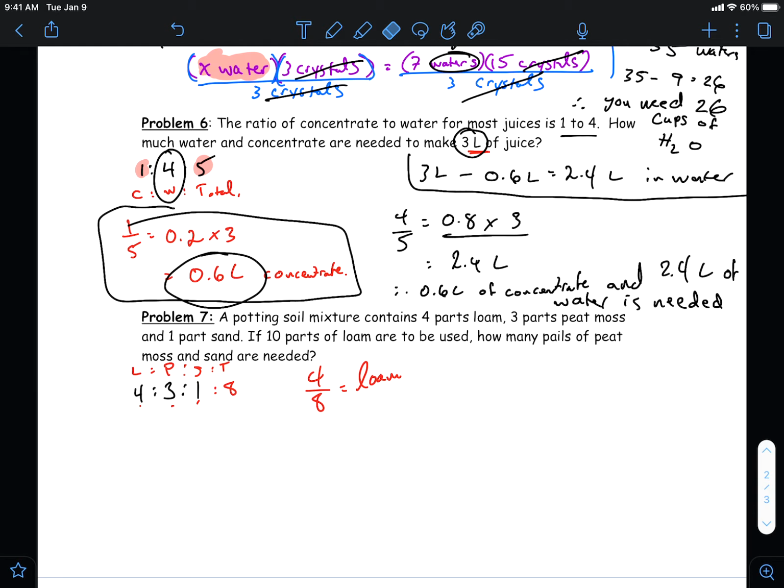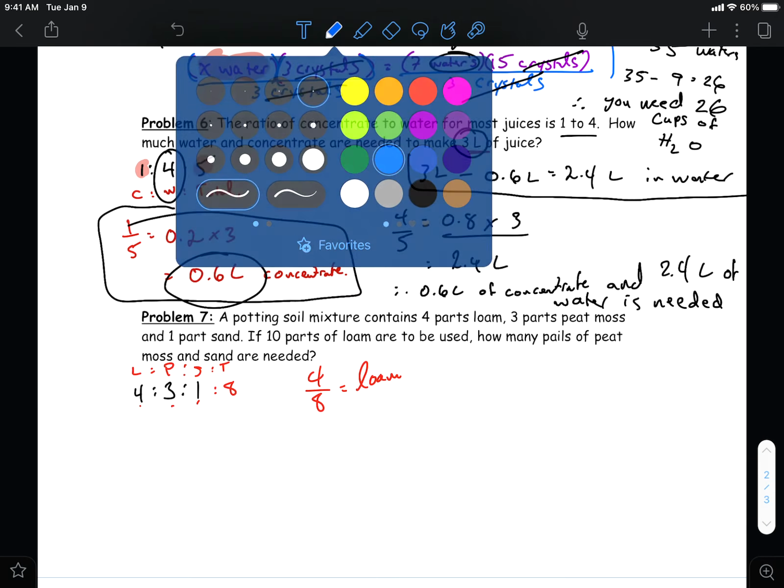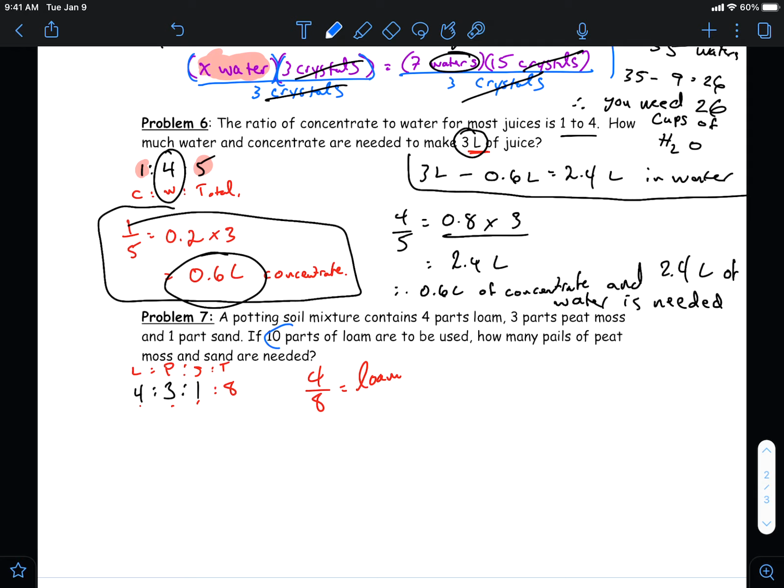It gave you a stipulation that in the new mixture or whatever we're doing, we just need 10 parts of loam here, right? I'm going to try and keep it consistent. We're going to have 10 parts loam, okay? And then we have to figure out the other two, okay? Yes, Vincent? Could you just do 2.5 times? Yeah, that's what I'm going to do right now.